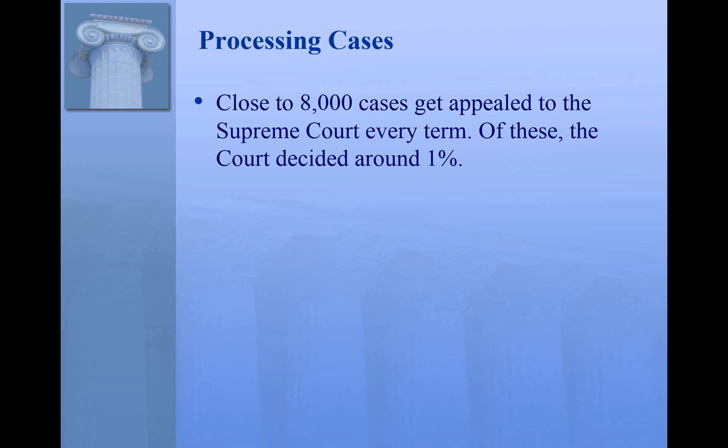The Supreme Court has the discretion to decide whether to decide just about all the cases that come to it. So of the around 8,000 cases that parties appeal to the Supreme Court from a lower court, of these cases that get placed on its docket, the court decides only about 1%.